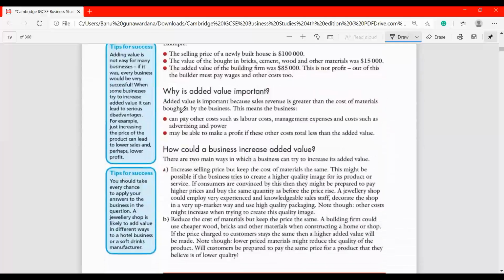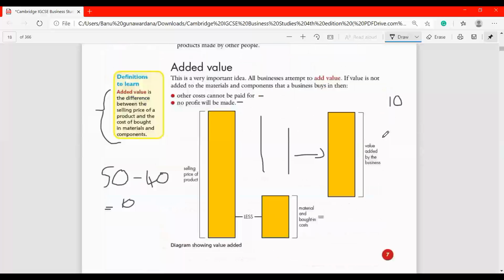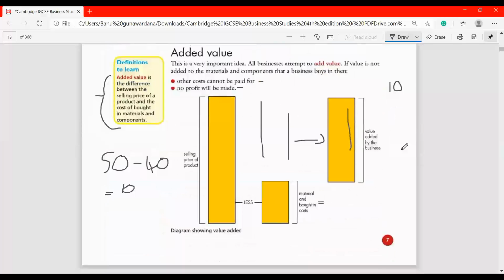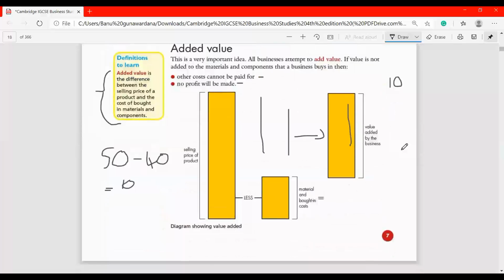Here, as we can see, to pay other costs such as labor costs, management expenses, costs such as advertising and power, and to make a profit, added value is really important. So speaking about this added value, how can a business increase this added value?